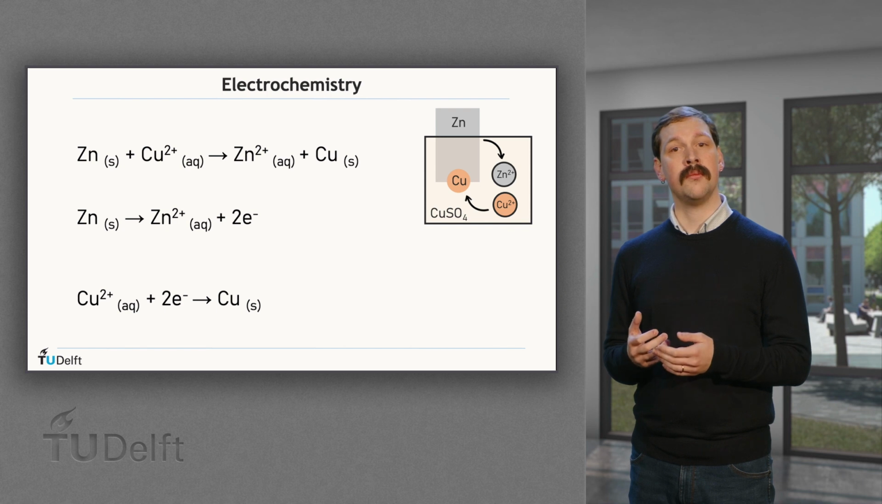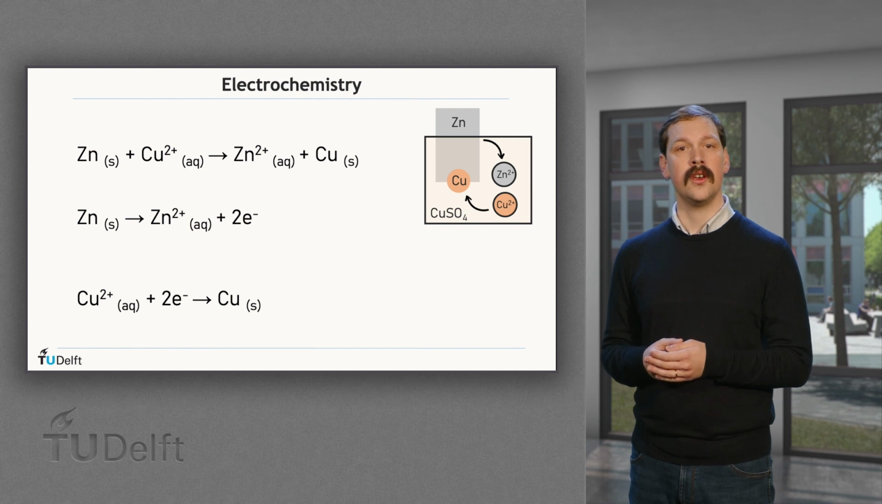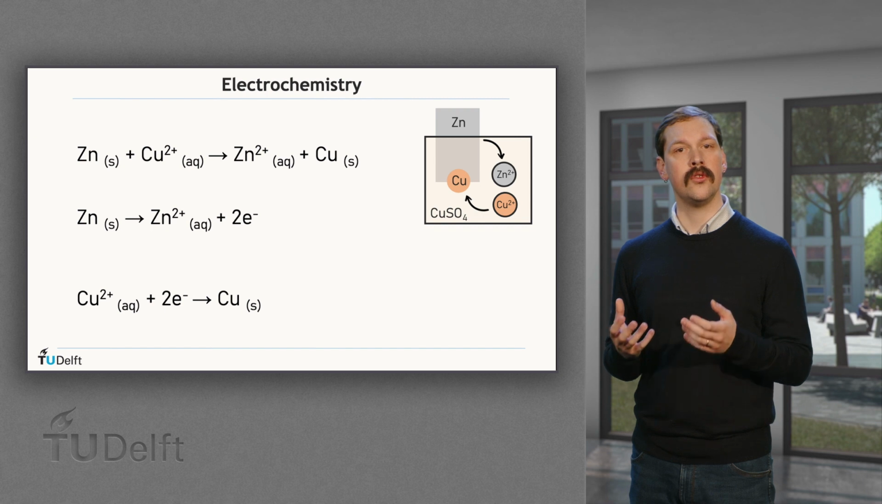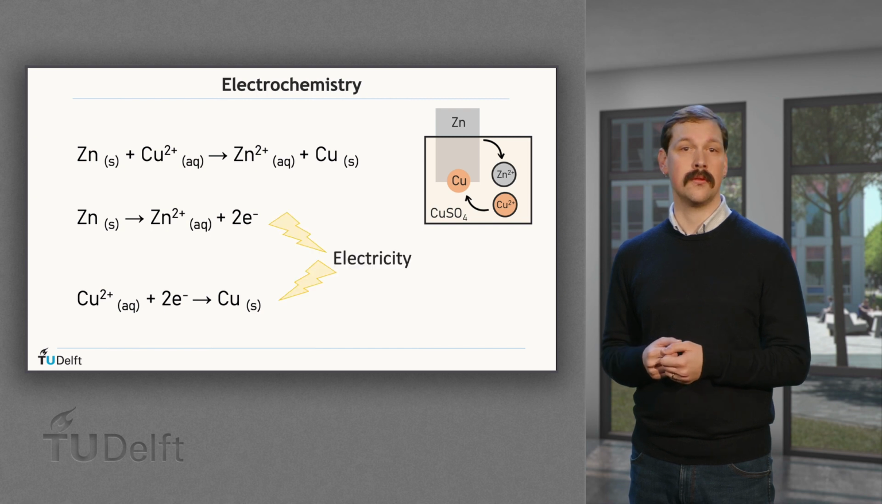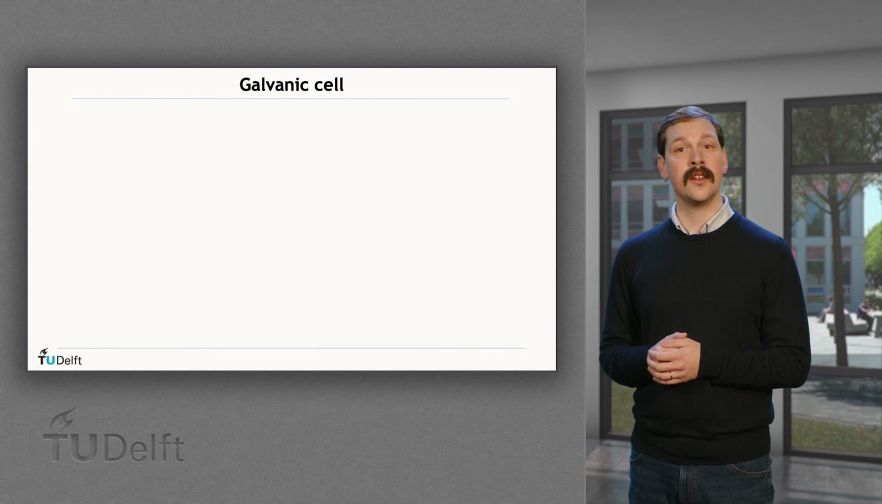This reaction can be divided in an oxidation reaction for zinc and a reduction reaction for copper. If we could divide these two half reactions in two separate containers, between them there will be only exchange of electrons, or electricity. This is exactly what happens in a galvanic cell, the most basic example of a battery.